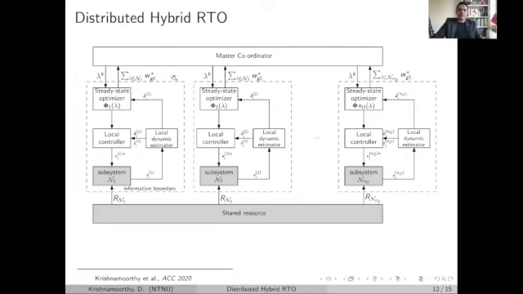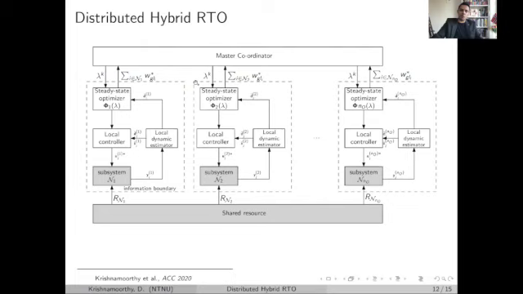So now, for example, for each subsystem, we have a hybrid RTO framework where we have a local dynamic estimator that uses the dynamic models of the local subsystem in order to update the local models. And then we solve the local steady state optimization problem for a given shadow price lambda. And then we have local controllers that control the local subsystems. And then we have this for different subsystems, and then the master coordinator updates the Lagrange multipliers based on the total resource utilization by the different subsystems.